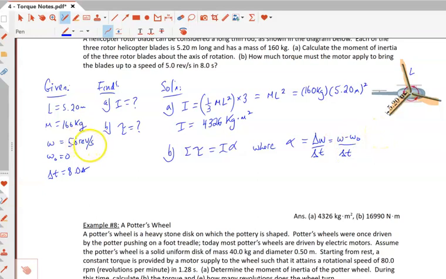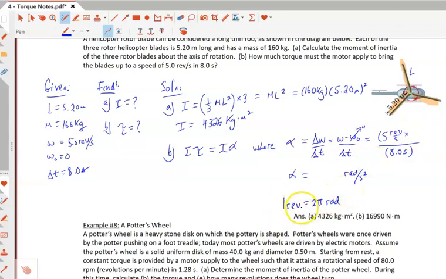Now we have a little bit of a problem here: it's in revolutions per second. We've got to convert that to radians per second. So let's go ahead and do that. The initial angular velocity is 0, right? We have 5 revolutions per second over a time interval of 8 seconds. We want our alpha to be in radians per second squared. So in order to do this, we need to change revolutions to radians. If you recall, 1 revolution is the same thing as 2 pi radians.